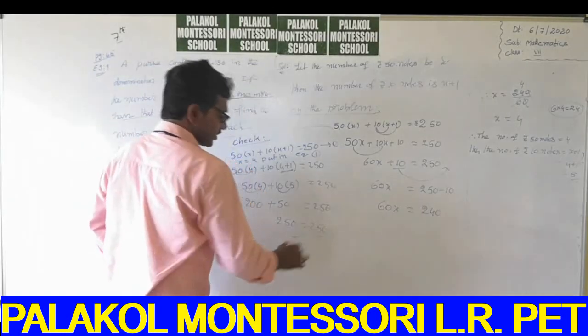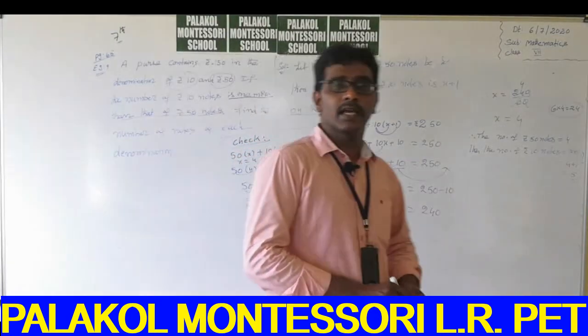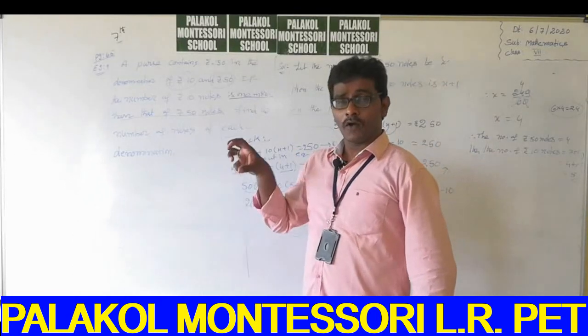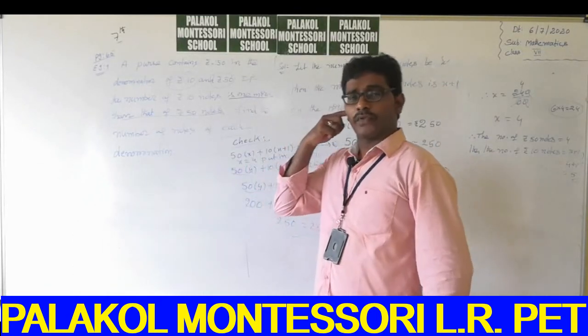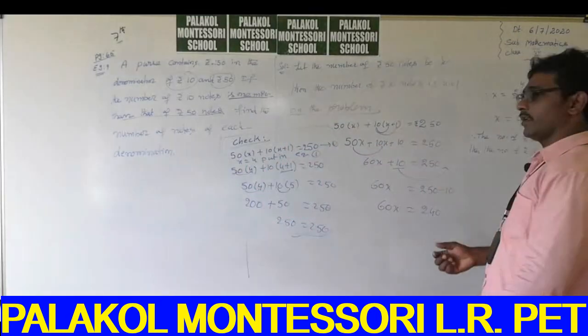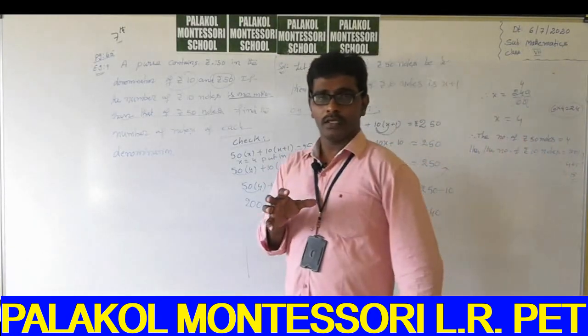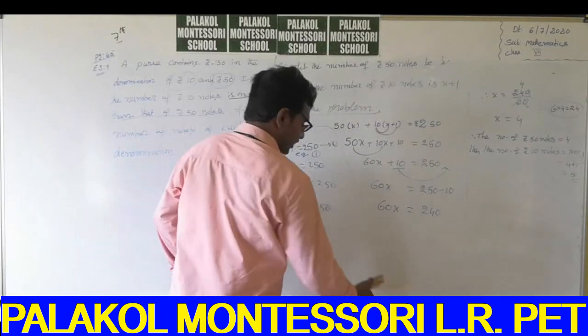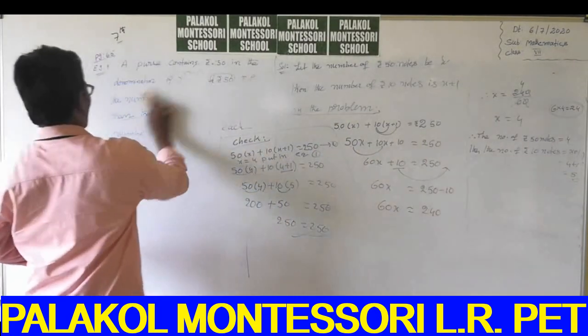Your answer is correct. So, in this sum, how many 10 rupees notes and how many 50 rupees notes are there? The 50 rupees notes are 4 and the 10 rupees notes are 5. Okay, guys? This sum is over. Is it clear? Next, I will do one more sum.